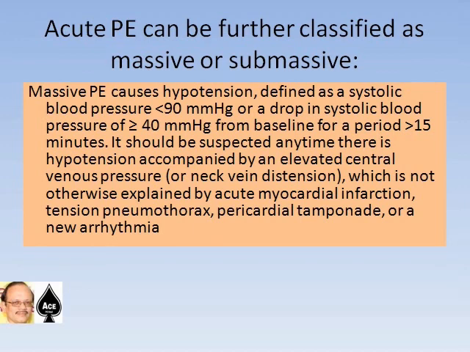Massive pulmonary embolism causes hypotension, defined as systolic BP less than 90 mmHg, or a drop in systolic blood pressure of equal to or more than 40 mmHg from baseline for a period of more than 15 minutes. It should be suspected any time there is hypotension accompanied by an elevated central venous pressure or neck vein distension, which is not otherwise explained by acute myocardial infarction, tension pneumothorax, pericardial tamponade, or a new arrhythmia.